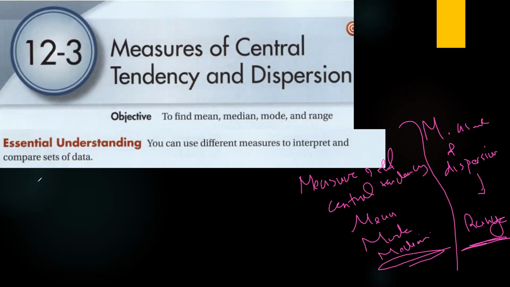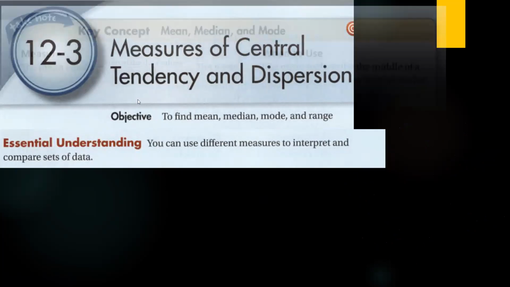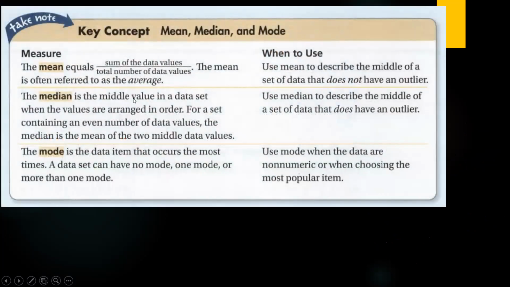Let's start now with the first measure, the measure of central tendency, which is the mean, mode, and median. Let's start with the mean. Mean is the summation of the data values over the total number of data values, or the sum of them, to write it as an average. So in order to find the mean, you have to bring the data, add them, then count them. Then you divide the summation of the data over the number of the data you have. In this way, you have the mean.